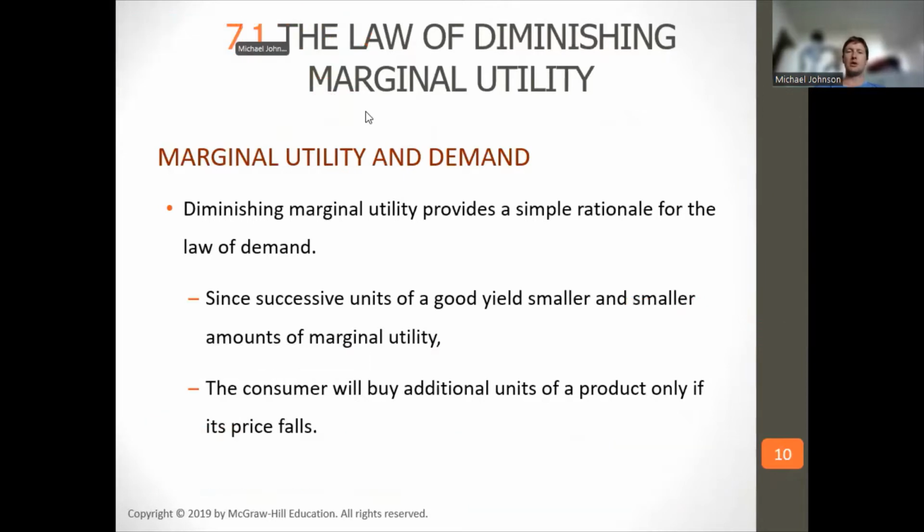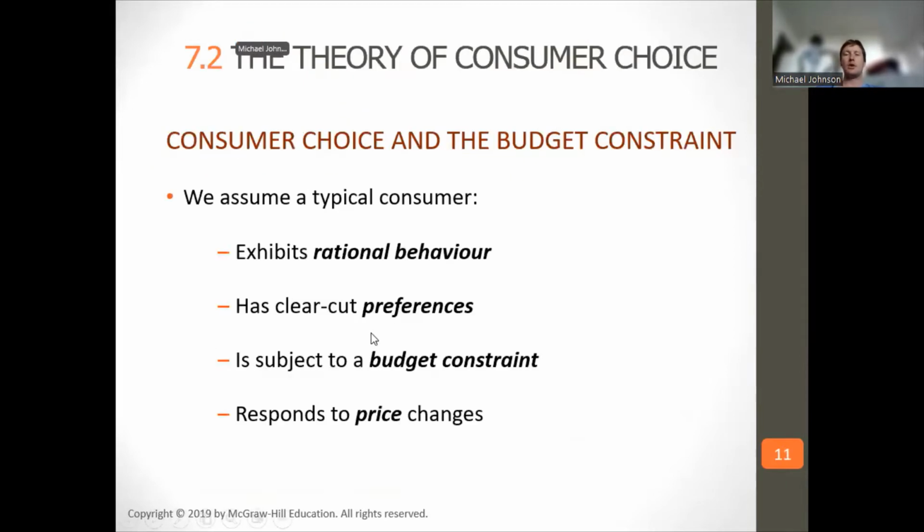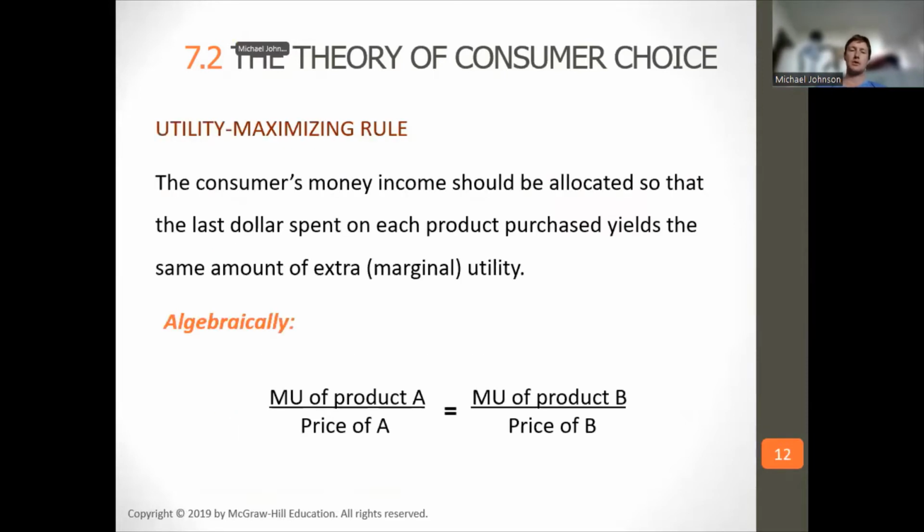Diminishing marginal utility provides a simple rationale for the law of demand, since successive units of a good yield smaller and smaller amounts of marginal utility. So the consumer will buy additional units of a product only if its price falls. We assume a typical customer exhibits rational behavior, has clear-cut preferences, is subject to a budget constraint, and responds to price changes.